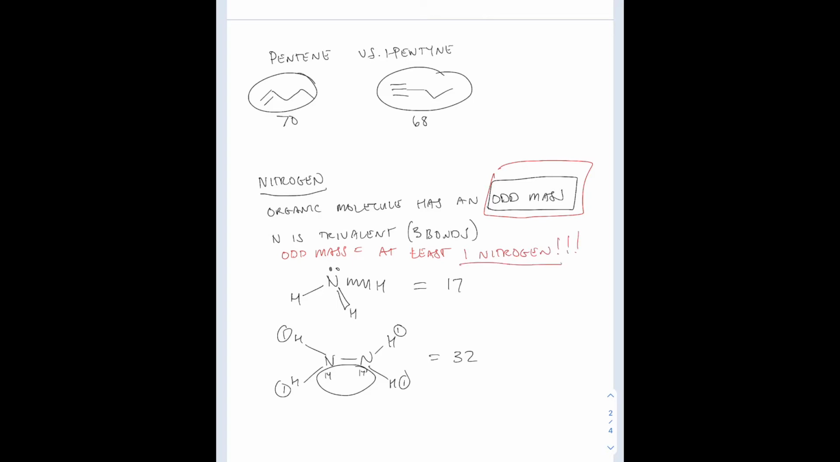Okay, so that means it could have more, right? If it has two, we just saw that mass is going to be even. So unfortunately, this wouldn't be really helpful to identify if it has two nitrogens. However, if it has three, it would be odd again. So it has to have an odd number of nitrogens. So it could be 1, 3, 5, 7, 9, etc. And that would give you an odd mass. And then therefore you'd be able to tell that there's at least one nitrogen in there.